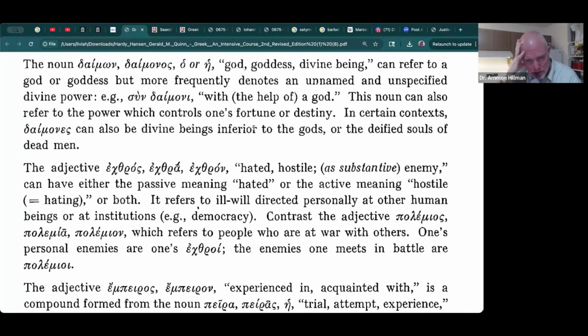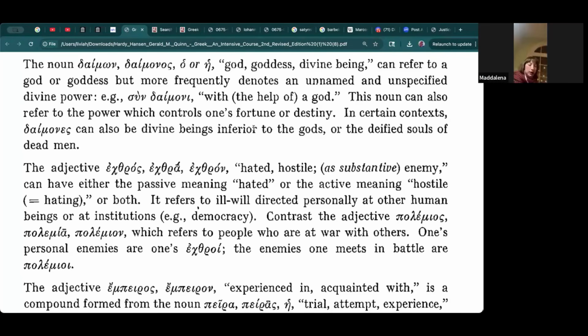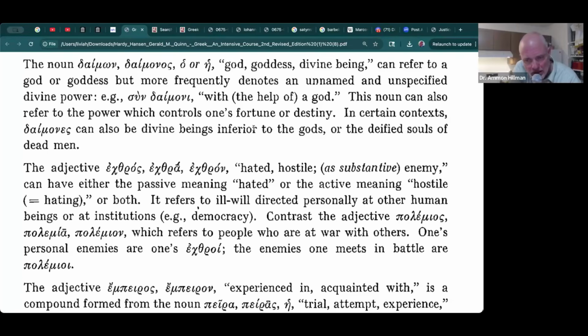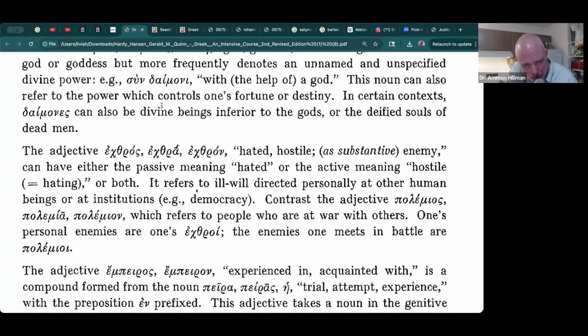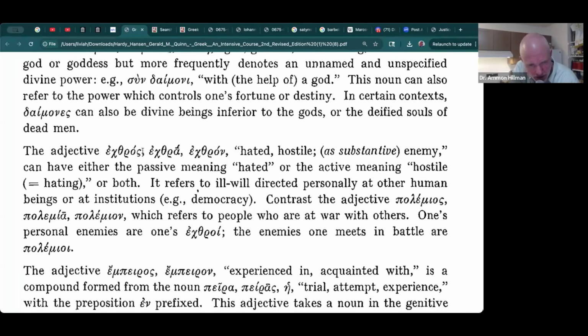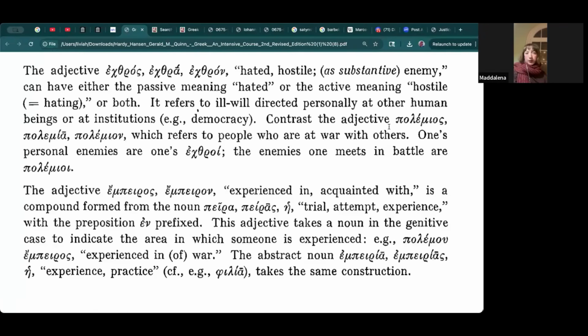The noun daimonos can refer to a god or goddess, but more frequently denotes an unnamed and unspecified divine power. And then they give you the Greek sun daimoni, literally with a god, right? With a daimon. The noun can also refer to the power which controls one's fortune or destiny. Daimones are really not understood, right? Because look, they're also the deified souls of the dead.